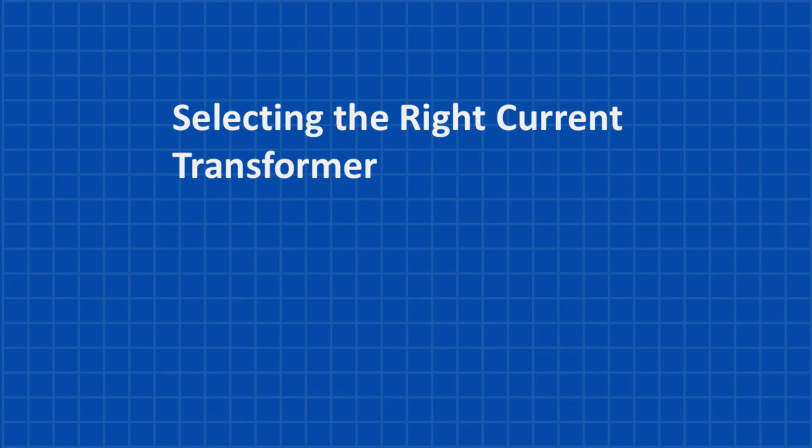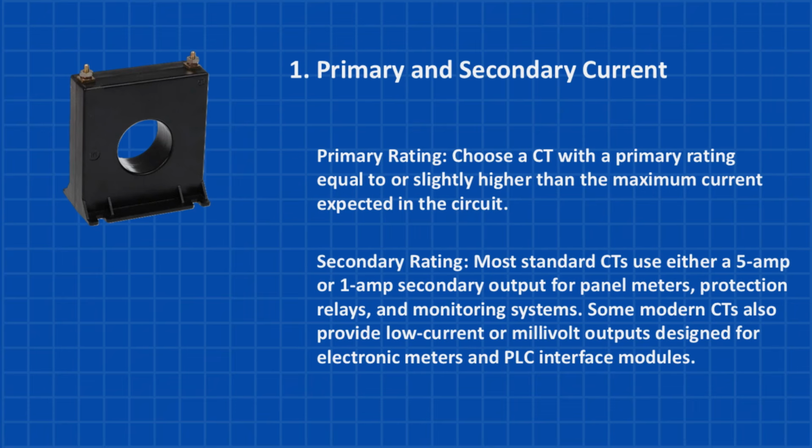So how do we select the right current transformer? 1. Primary and secondary current. Primary rating: choose a CT with a primary rating equal to or slightly higher than the maximum current expected in the circuit. Secondary rating: most standard CTs use either a 5 amp or 1 amp secondary output for panel meters, protection relays, and monitoring systems. Some modern CTs also provide low current or volt outputs designed for electronic meters and PLC interface modules.